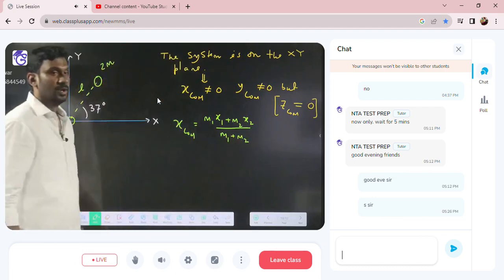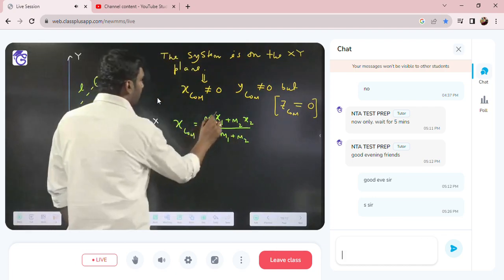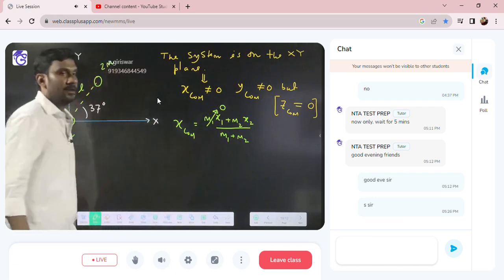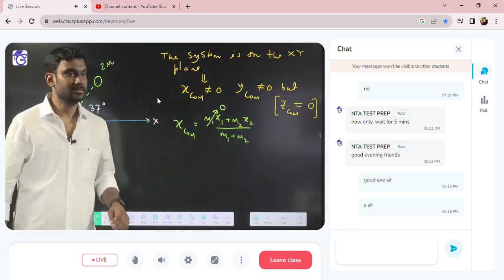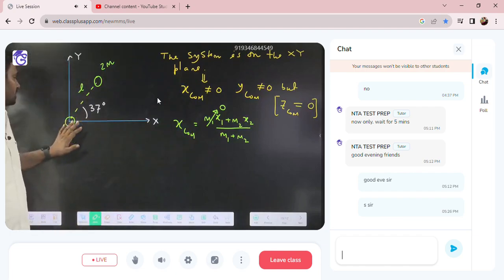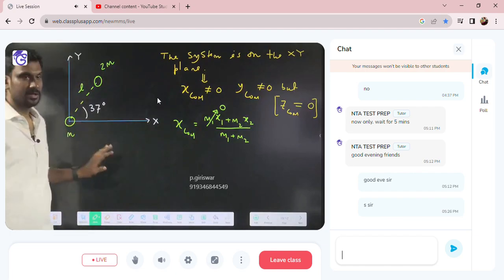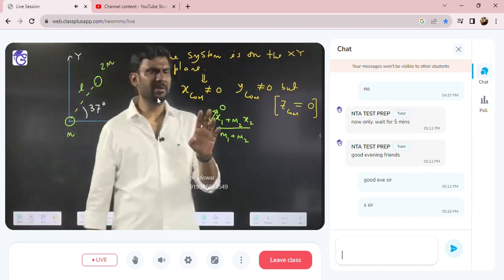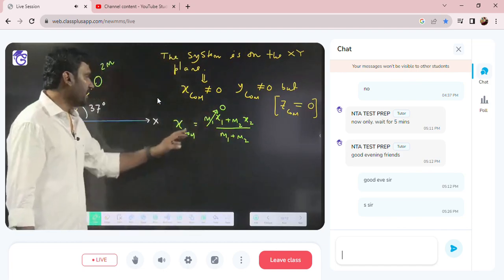Boys and girls, m1 x1 is as usual 0, right? Hit the comment box. It is 0. Why is it 0? It is 0 because it is at the origin. Little bit of mistake is there, please figure out. So m1 x1 is 0.